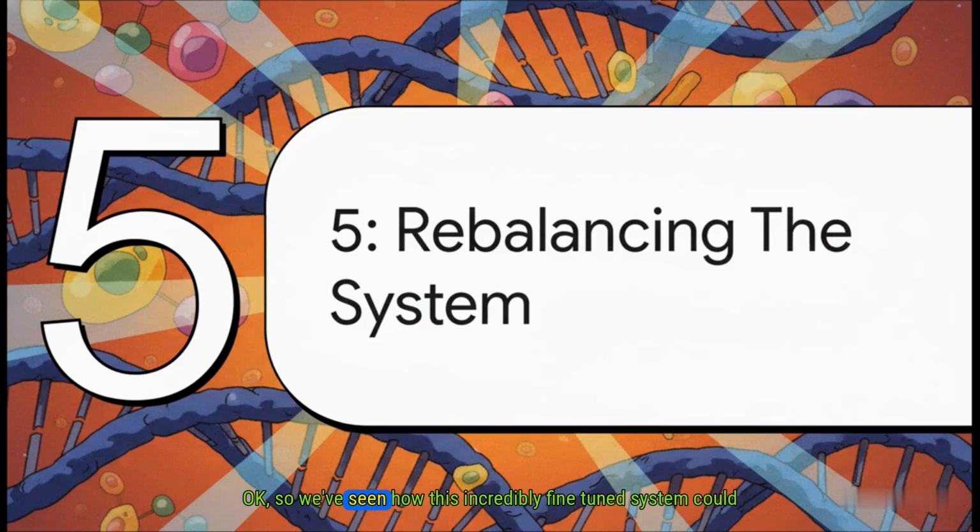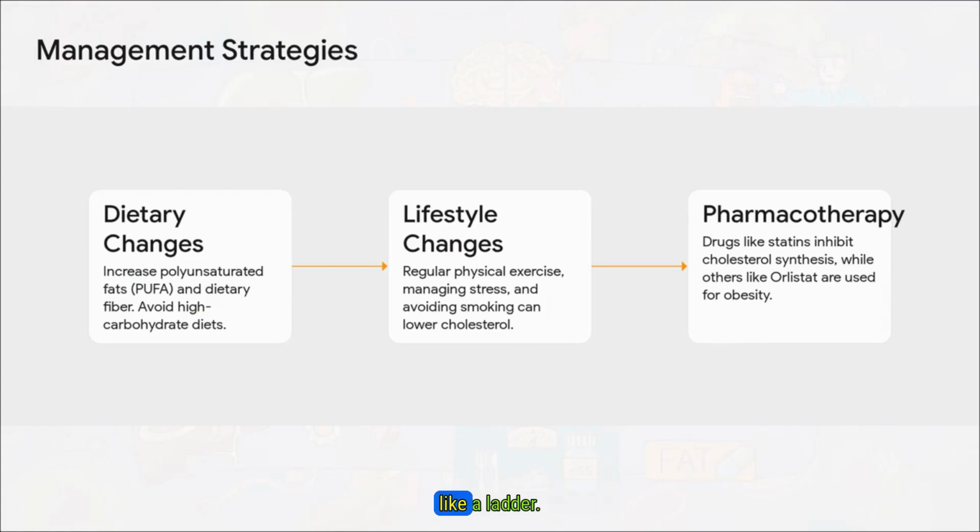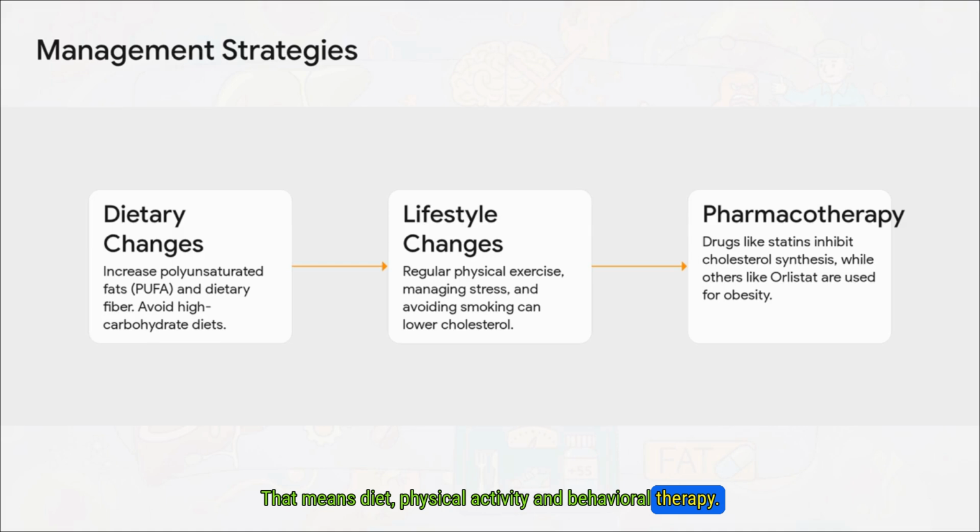Okay, so we've seen how this incredibly fine-tuned system can be thrown so far off balance. The logical next question is, of course, how do we start to rebalance it? Well, the clinical approach is actually pretty multifaceted and very structured. The way management works is with a tiered approach, kind of like a ladder. The foundation, step 1, is always lifestyle changes. That means diet, physical activity, and behavioral therapy. If those aren't enough, you might move up to the next tier, which could involve medications. And then, for severe cases, the final option on the ladder is surgical interventions, like bariatric surgery.